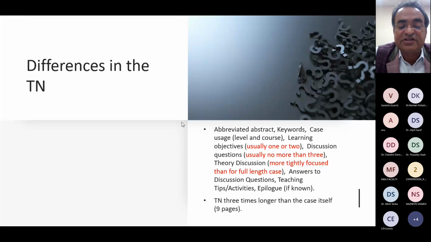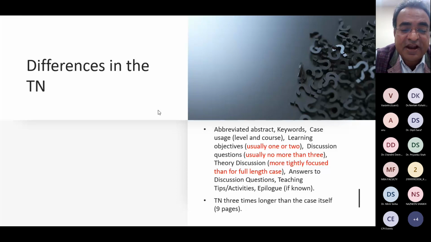Again, you have discussion questions, right? In the case of a traditional case, you may have around 5 or 6 discussion questions. Here, you should usually not go for more than 2 or 3. The theory discussion is more tightly focused compared to a full-length case, although it may include the analysis and synthesis for the purpose of the instructor and the class participants. You have answers to the discussion questions like a normal teaching note, and there are teaching tips and activities. And Dr. Shalini talked about a lot of them.